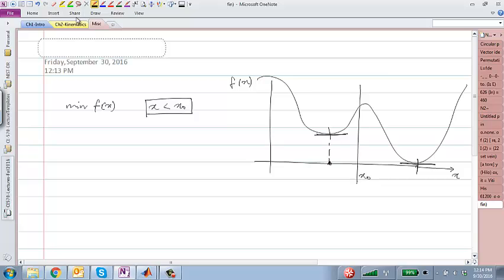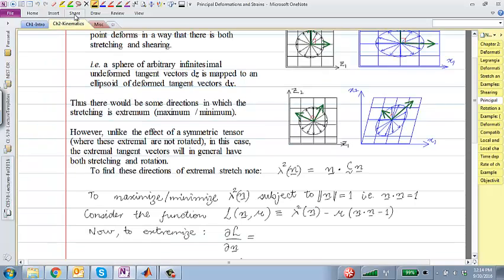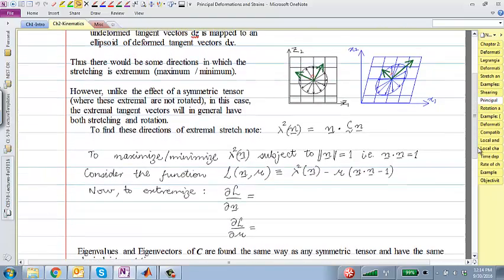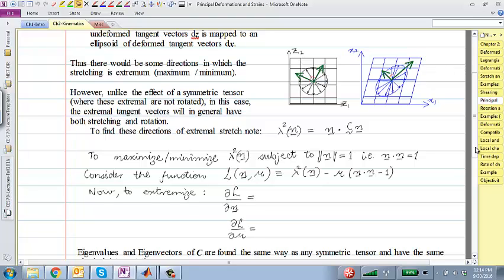One way to do that is, and actually this is an inequality constraint. What we are talking about is an equality constraint. So we minimize or maximize this, which is lambda square, minus some parameter mu times the constraint, n dot n minus 1. If this is the constraint, and we try to minimize this function, then we will get a possible solution to this. So let's see what we get.